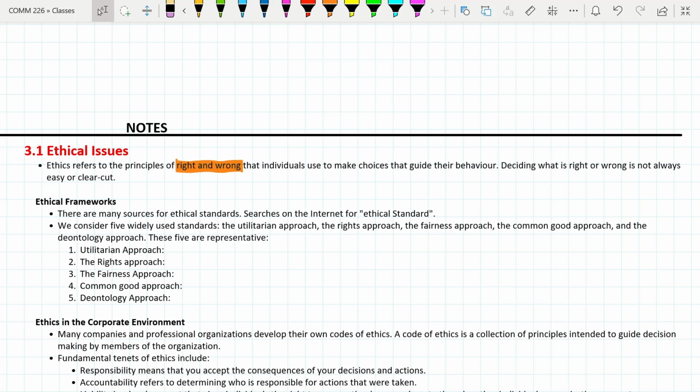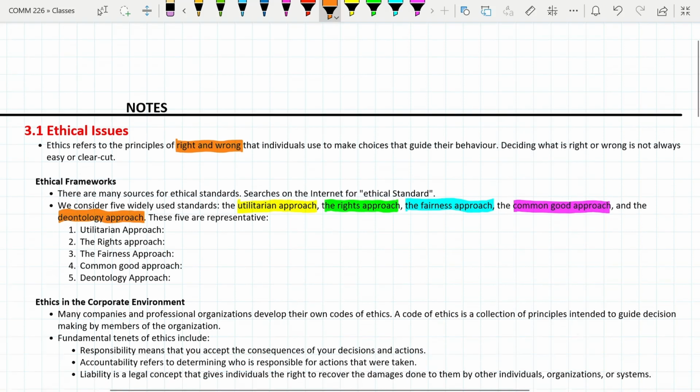So we consider 5 widely used standards: the utilitarian approach, the rights approach, the fairness approach, the common good approach, and the deontology approach. So these 5 are representative.